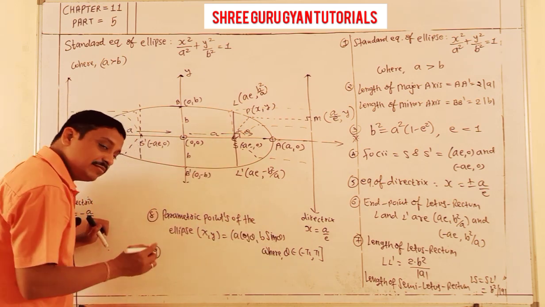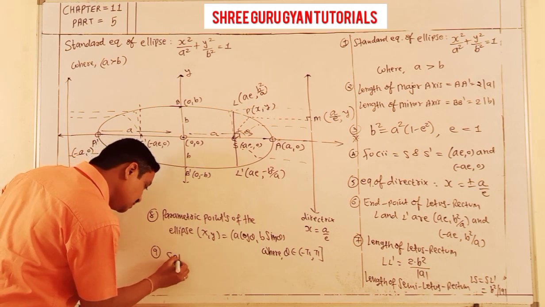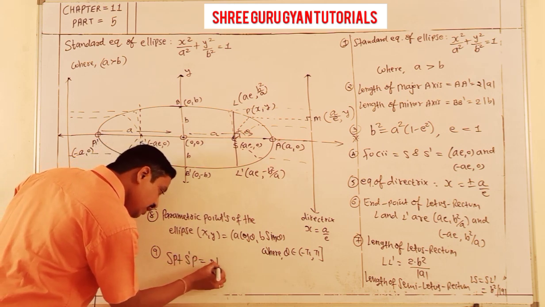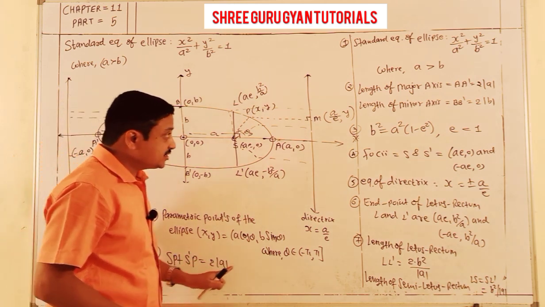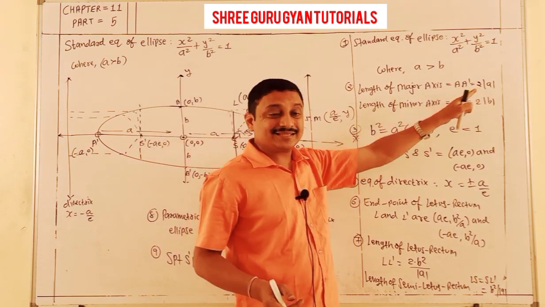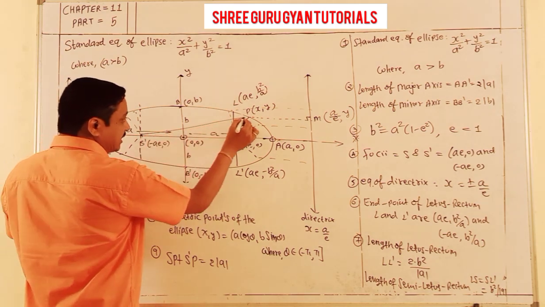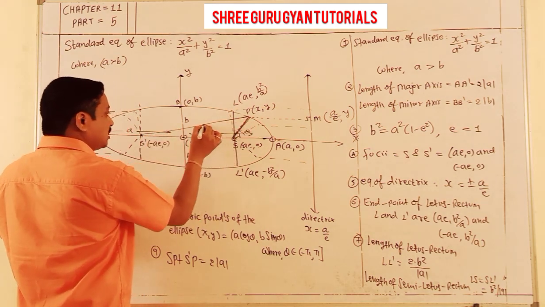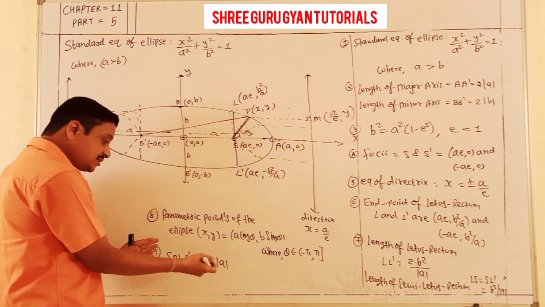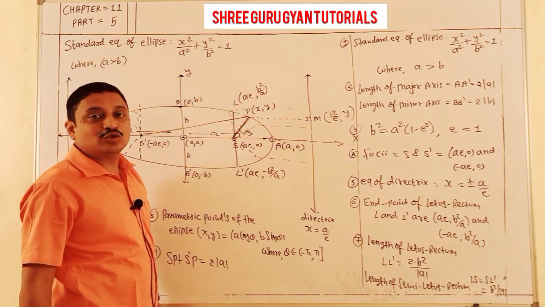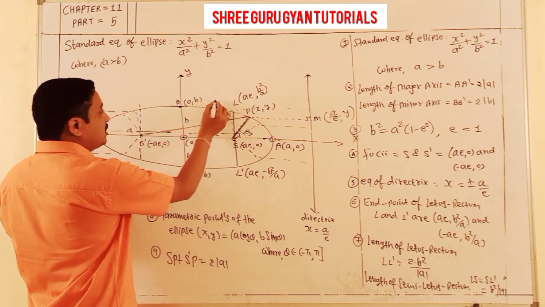And the 9th point is a main point. SP plus S dash P is always 2 modulus a. 2 modulus a, you know, is the length of the major axis. And here see, this is the S to P length and this is the S dash to P length. These total are always equal to the length of the major axis. Sometimes your P is here, students.